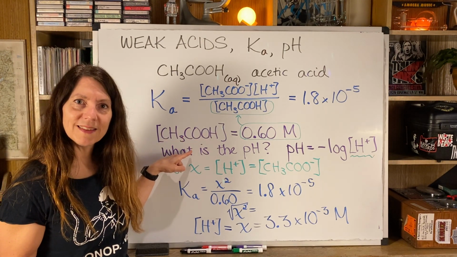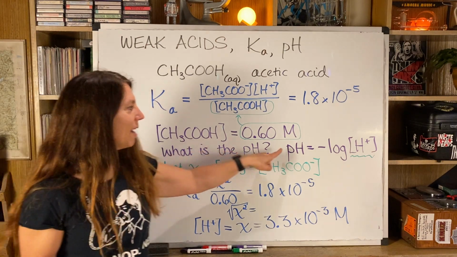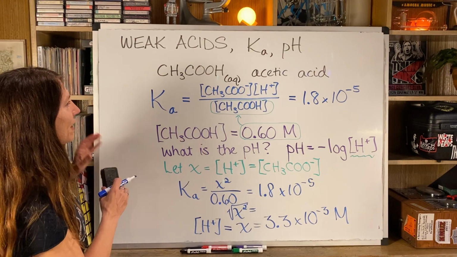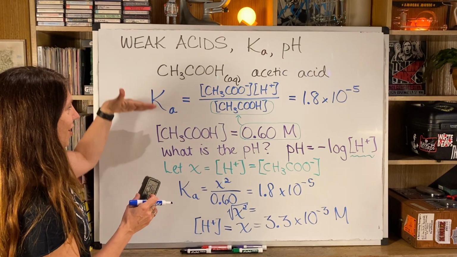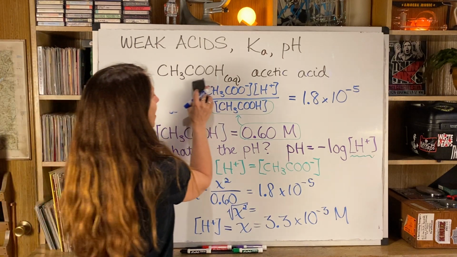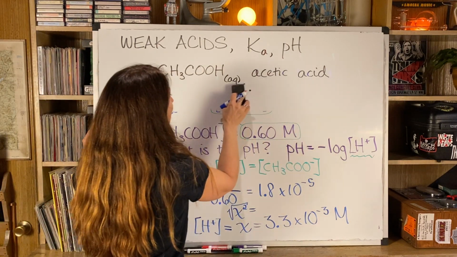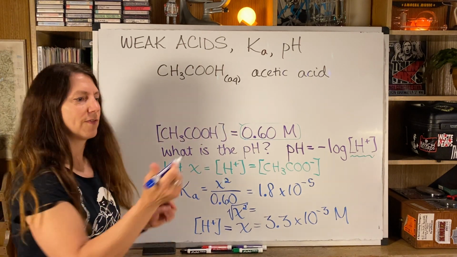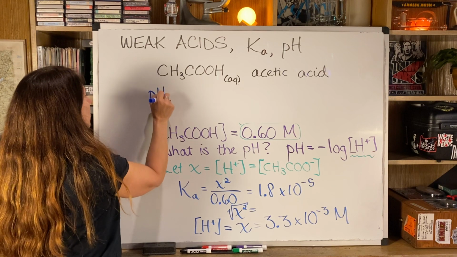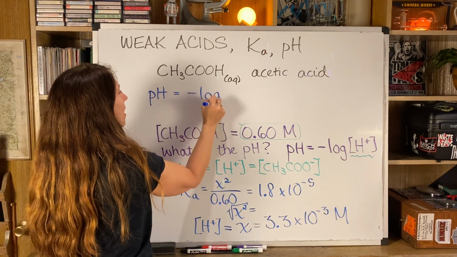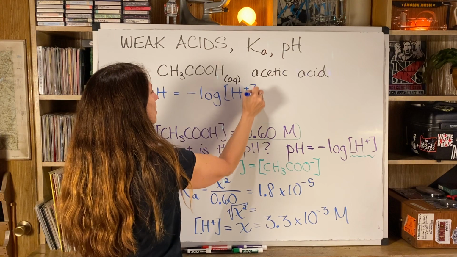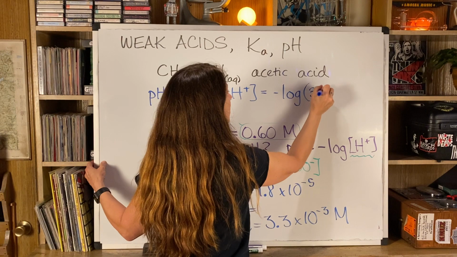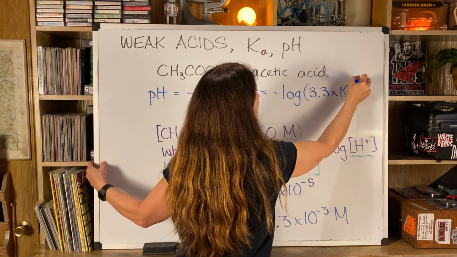Whew, I think we're ready to calculate the pH, right? Okay, our pH is minus log of H plus. So let's make some room here. I think we've done all this. That's great. So I'm going to erase this so that we can front and center calculate the pH of this solution. pH equals minus log of H plus. In this case, that means it's minus log of 3.3 times 10 to the minus 3.